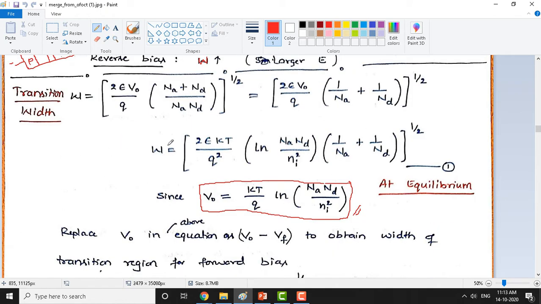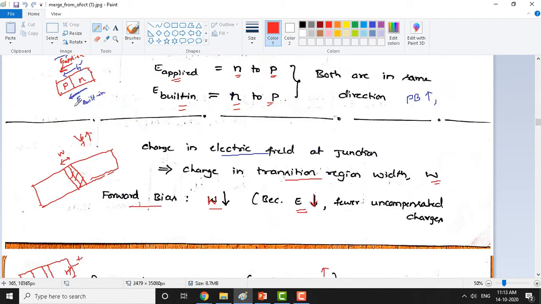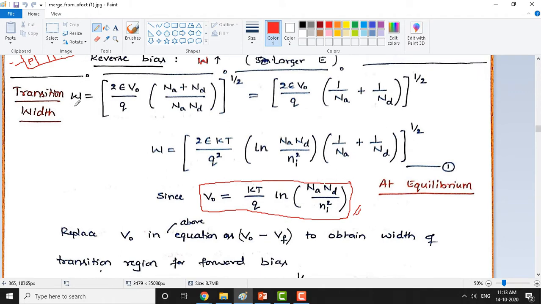Okay, so today's class I am going to discuss transition width. Hope this is the point where we stopped last class. If you can recollect, is it this point, or have we covered much more deeper than this? Yes, sir, that one only, at equilibrium. Okay, now let us see that this is the transition width.